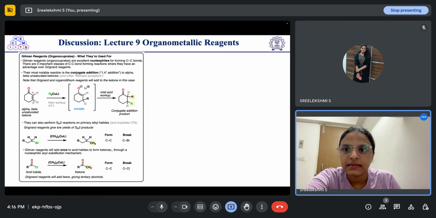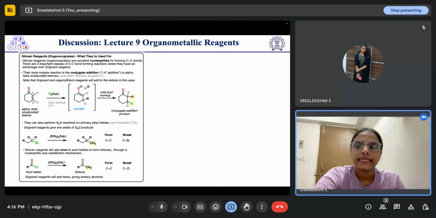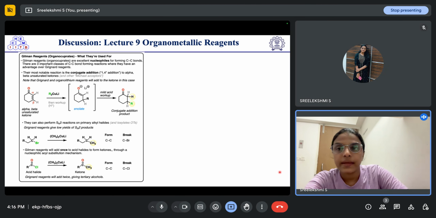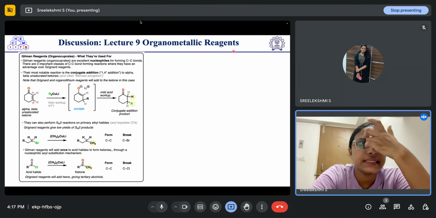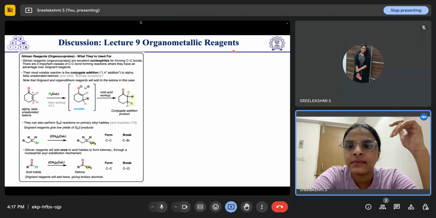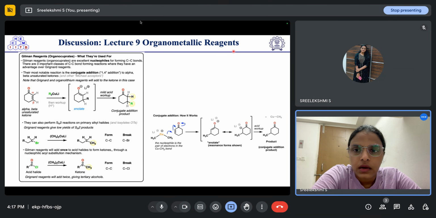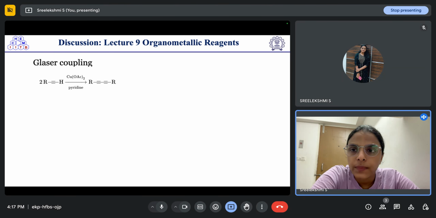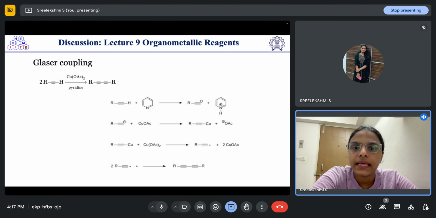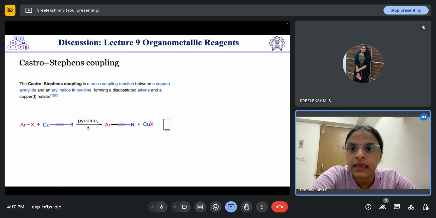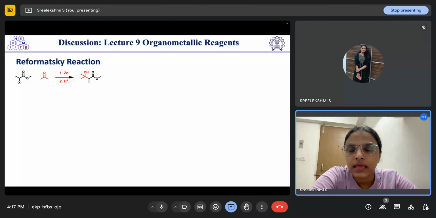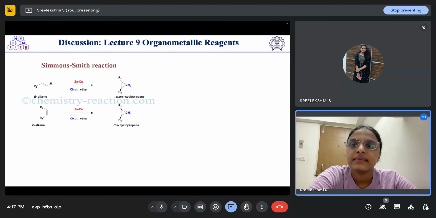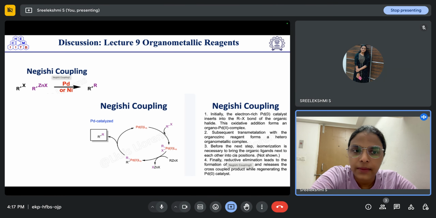So we have seen this Gilman reagent, what are its uses, how to prepare Gilman reagents, how it is different from other organometallic reagents, organomagnesium reagent or organocopper reagents. Then we have seen the organo-copper mediated reactions, that is Glaser coupling and Castro-Stephens coupling. Then we have seen the reactions carried out by organo-zinc reagents, that is Reformatsky reaction, Simmons-Smith reaction, Negishi coupling.